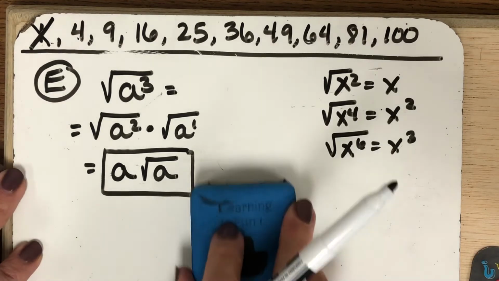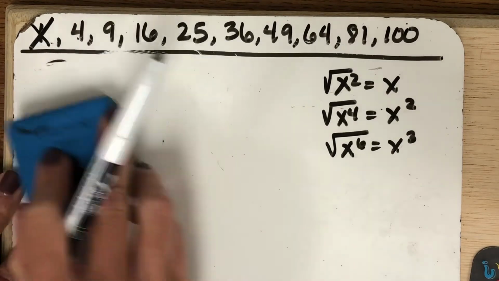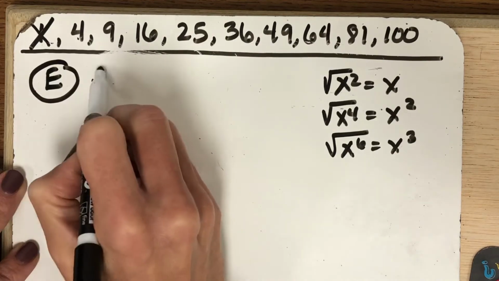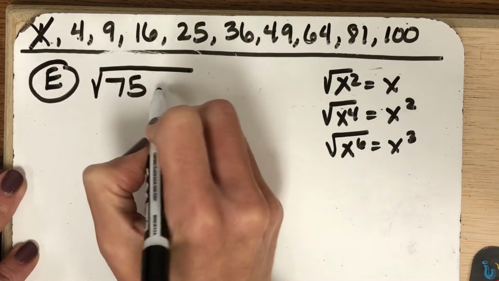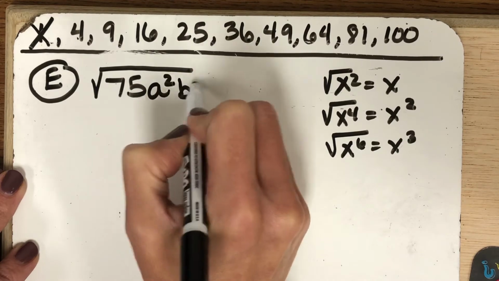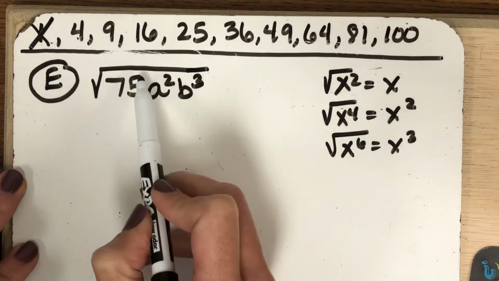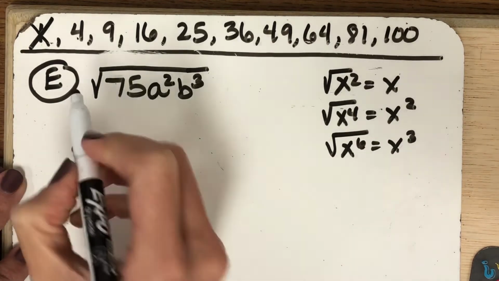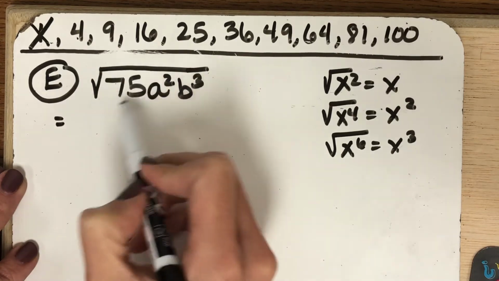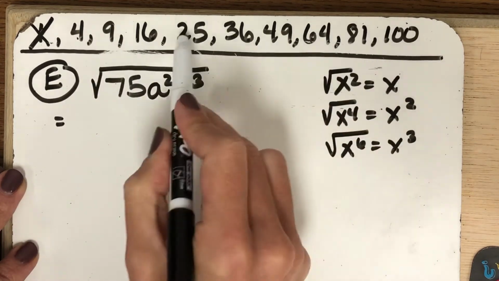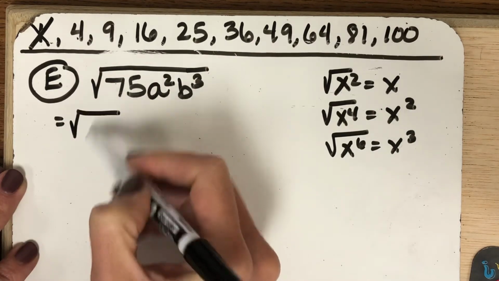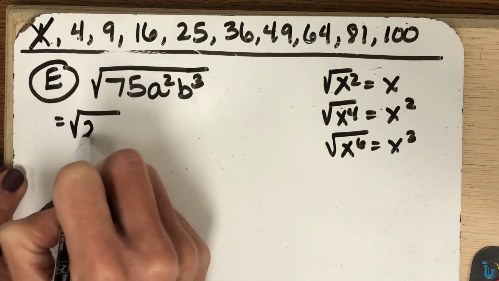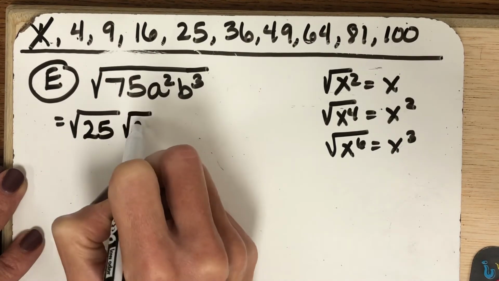Let's do the next E problem right next to it. This one actually has a number in there: 75 a squared b to the third. So I have 3 components here I want to deal with: my number, my a, and my b variable. Let's deal with the numbers first. I'm looking for a factor of 75 that's a perfect square. That's going to be 25. I'm just going to keep my numbers and my variables together, just because I feel like doing that for this problem. So that's 25 with a remainder of 3.